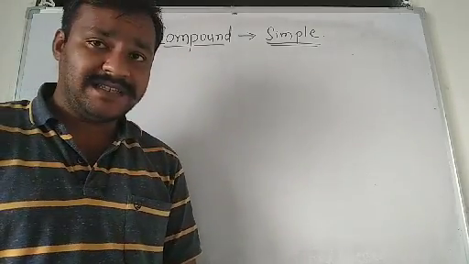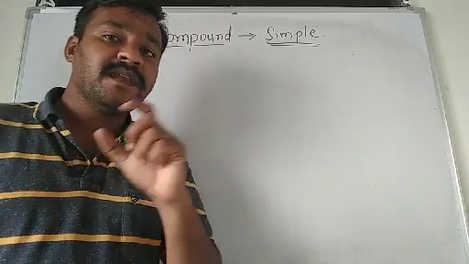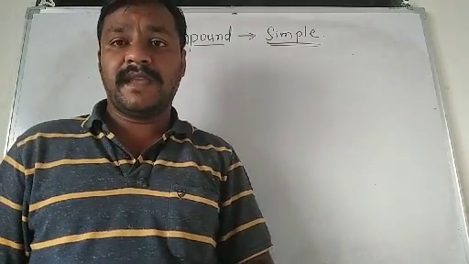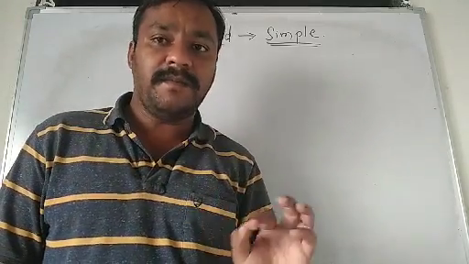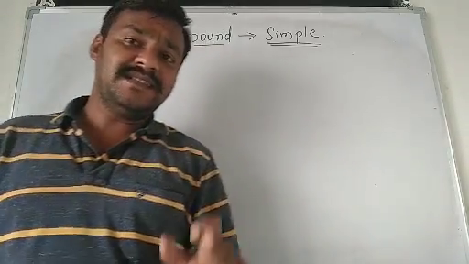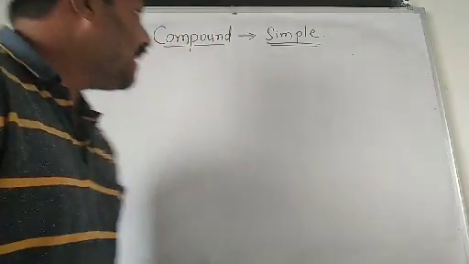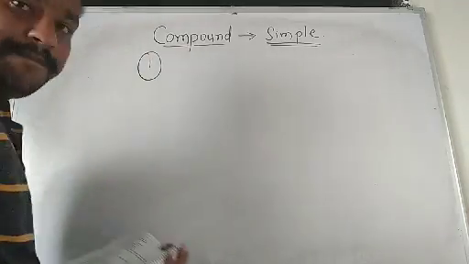So the two main clauses we have to convert into a simple sentence. What do we have to do? We have to change those two main clauses into a sentence which has only one subject and one predicate, or else a sentence which has a finite verb. There are three ways to change these compound sentences into simple sentences.